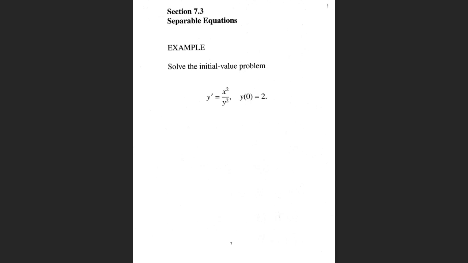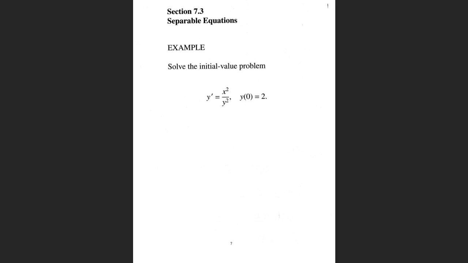7.3, separable equations. What are these? In section 7.1, you were introduced to differential equations. In 7.2, you were introduced to direction fields for differential equations, and also using Euler's method to approximate values of a solution to a differential equation, which is important because not all differential equations can be solved. You can't find a solution for every differential equation. I mean an explicit solution.